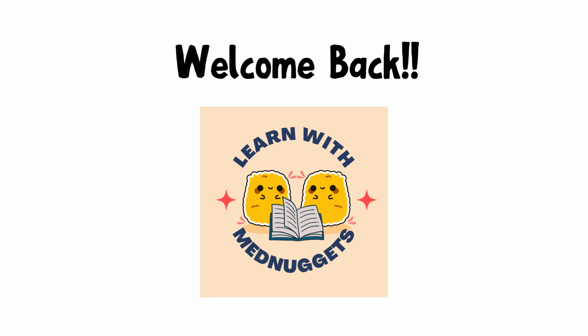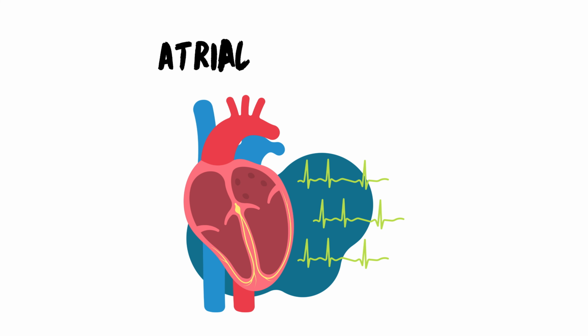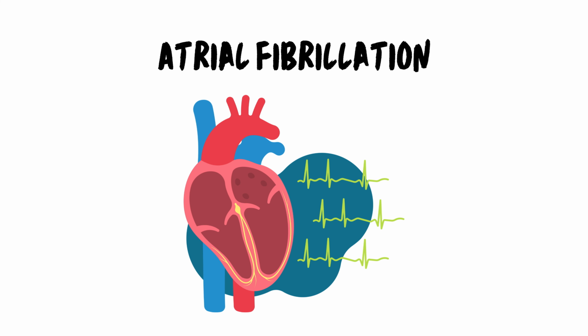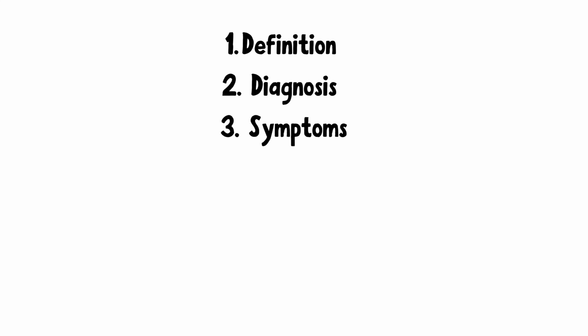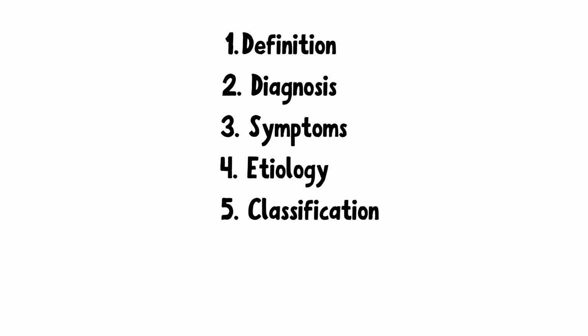In this video, we are going to talk about atrial fibrillation. Today we will be focusing on 7 things: the definition of atrial fibrillation, diagnosis, symptoms, etiology, classification, management, and the scoring systems of atrial fibrillation. So what is atrial fibrillation?